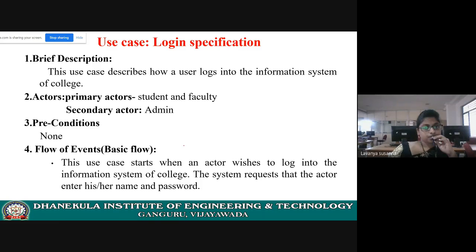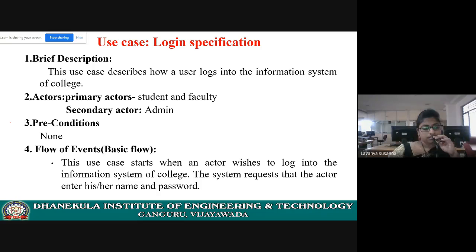I hope you understood the use case login specification. See, students, I won't explain in the lab also. Here I have already explained the login use case. By seeing this login use case specification, you need to write the remaining use case specifications also. I won't explain each and everything in lab exercises.